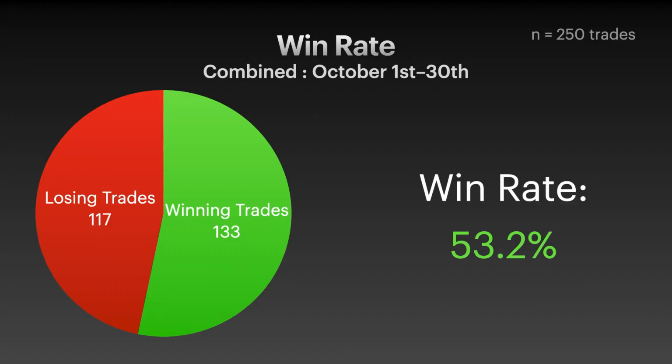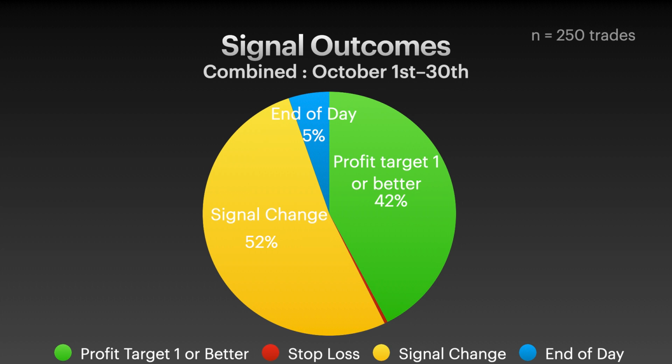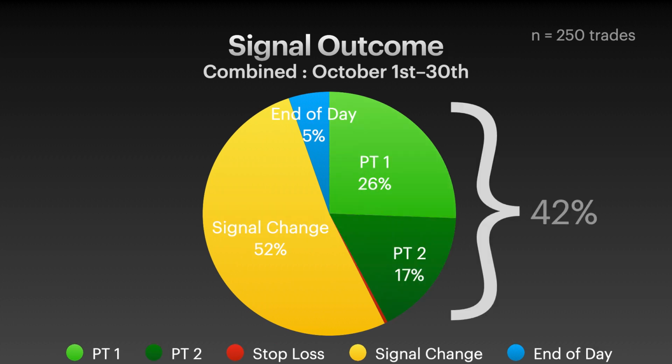The combined 250 signals on the SPY and Tesla had an overall win rate of 53.2%, signal outcomes of 52% resulting in a signal change, 5.2% resulting in a close at the end of the day, 0.4% resulting in a stop loss, and 42.4% hitting profit target 1 or better. 39.6% of the signals that hit profit target 1 went on to hit profit target 2 as well.